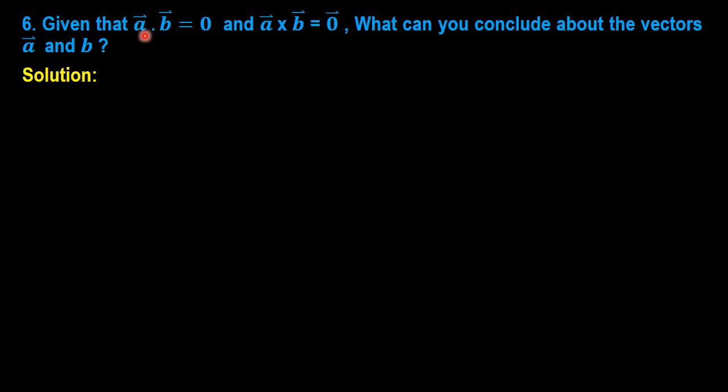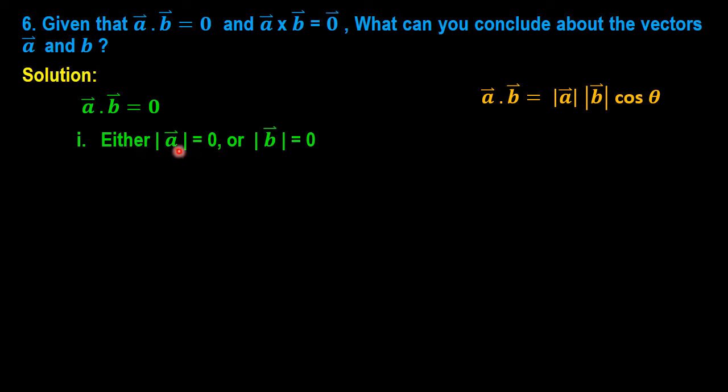Now first let us analyze A dot B equals 0. So under what condition will the dot product of two vectors be 0? As we already know, the formula for dot product is A dot B equals magnitude of A into magnitude of B into cos theta. So this dot product will be 0 when either A vector is a 0 vector or B vector is a 0 vector or both of them are 0 vector. So the first condition here is either magnitude of A equals 0 or magnitude of B equals 0.